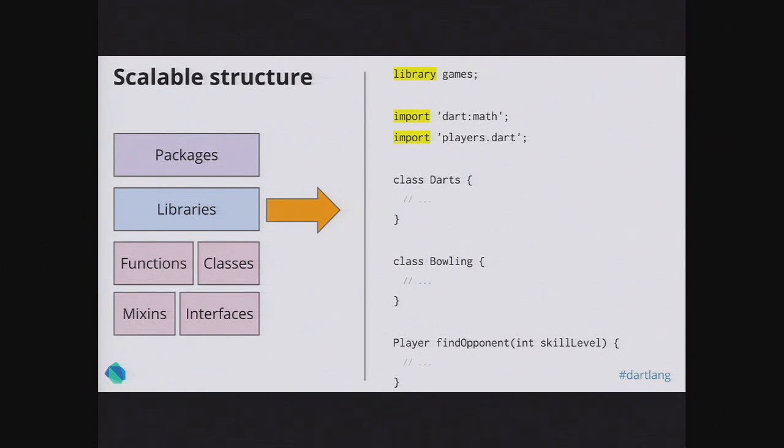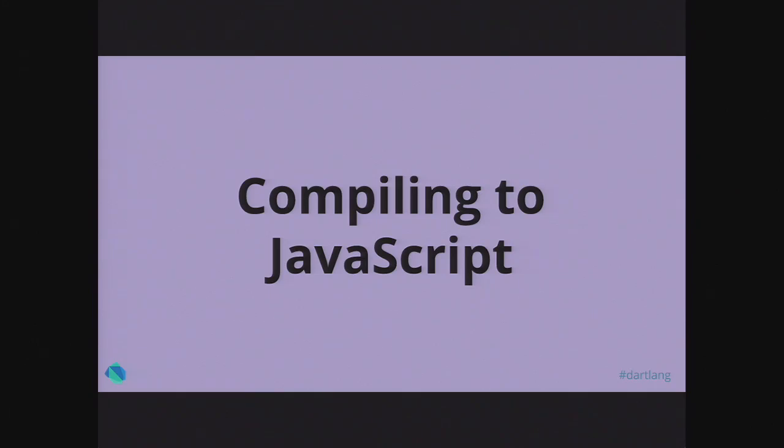Dart libraries are very flexible. You simply define a file as a library. You can import libraries from the core SDK. You can import libraries from other people or other files. And then you can define any number of top-level constructs in a library. So no more one public class per file thing if you come from Java. So in this case, 2 classes and even a top-level function. In Dart, you don't have to wrap everything in a class if you don't want to. So nice, scalable structure for you to grow.